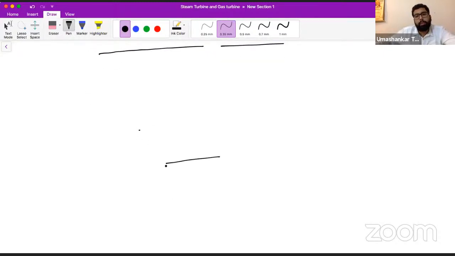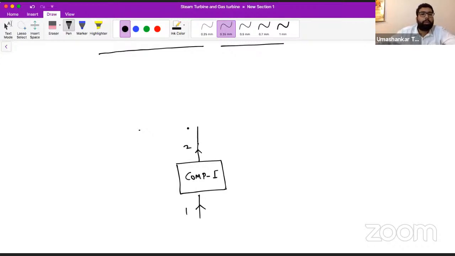In intercooling, what we do is use two compressors. So let's say this is compressor 1. Air is entering at compressor 1 and leaving at 2. Then we will have an intercooler.